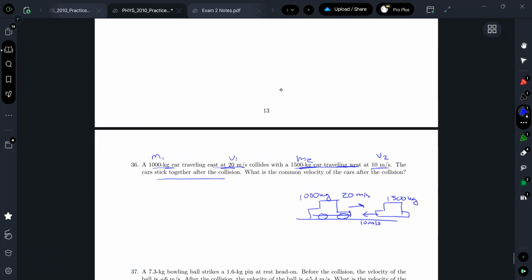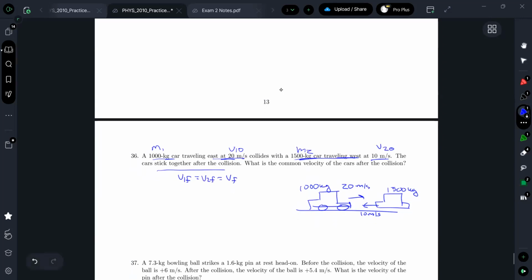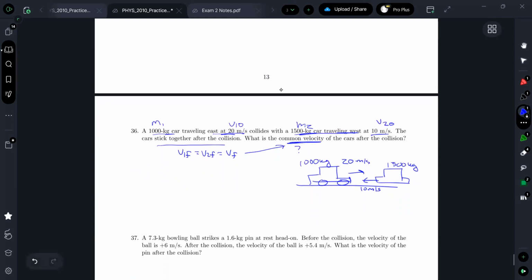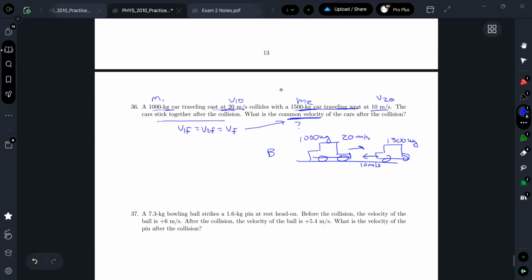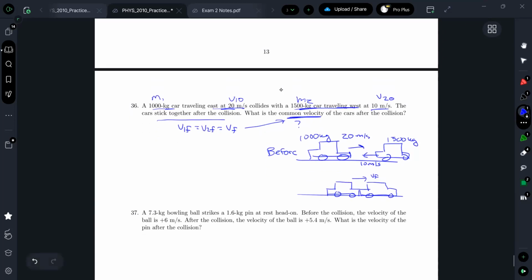Okay, so if it's a collision, I need to think about initial velocities and final velocities. It says they stick together. That tells me the final velocities are the same. So it's called the same thing, VF. What is that VF? That's what it wants to know. After the collision. So this is before. And it says find it after. All right, they're stuck together. Just looking at it, I don't necessarily know which way they're going to go. I'll just guess this way. It's not going to affect anything. It's just a guess.